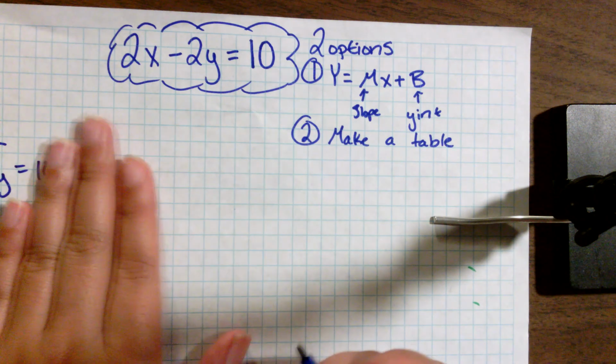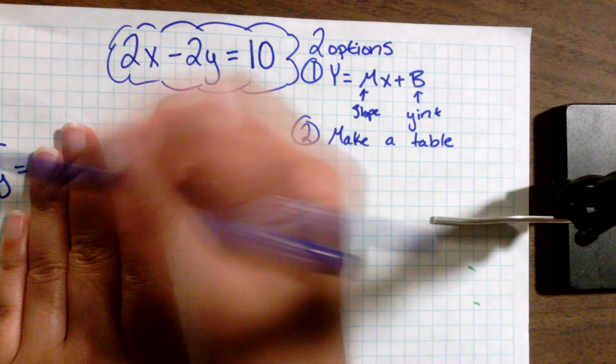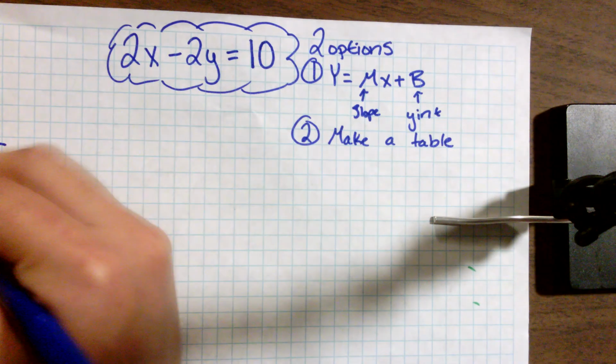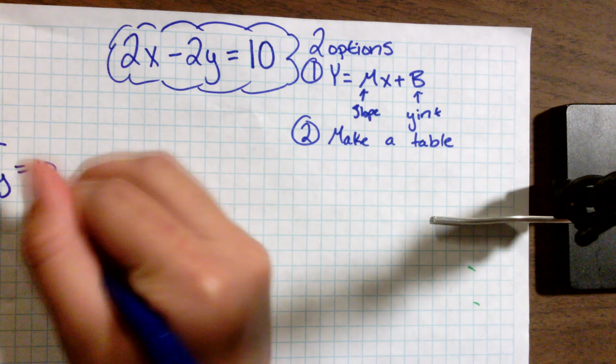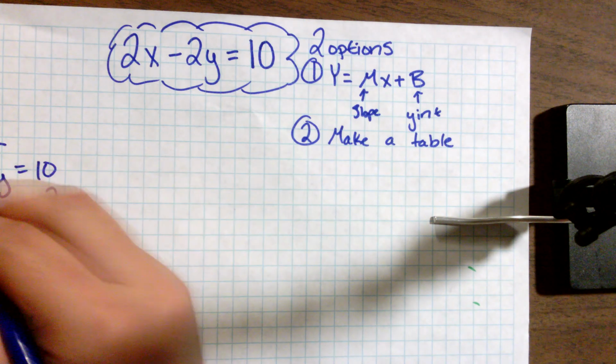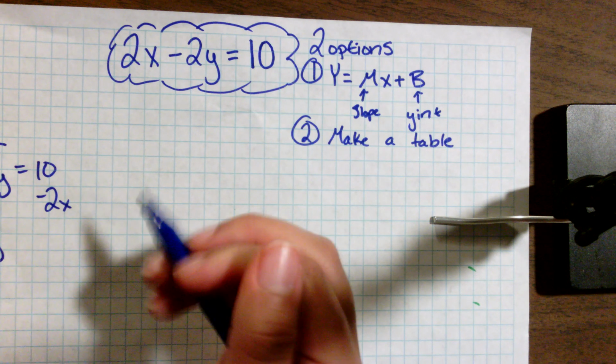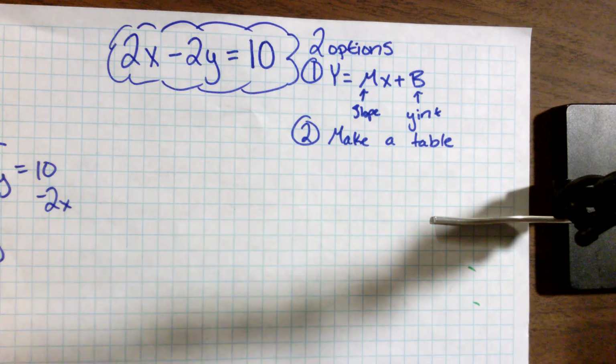So I'm going to take this equation, 2x minus 2y equals 10, and I'm going to try and get y alone. The first thing I need to do is get rid of that 2x. To make 2x into 0, I just have to subtract it. 2x minus 2x does make 0. 0 minus 2y leaves me with minus 2y. So I did get what I wanted over here.